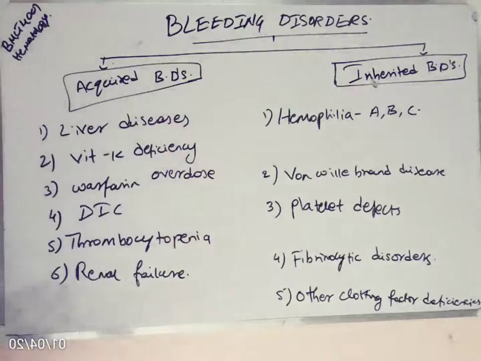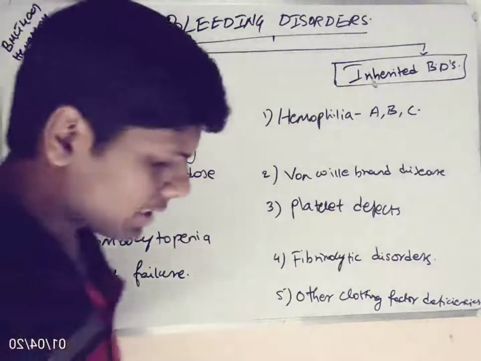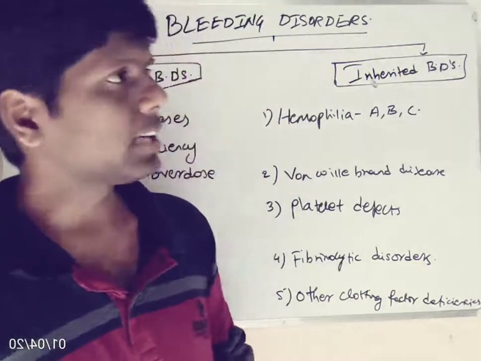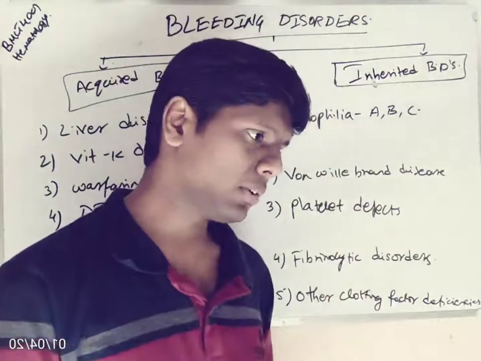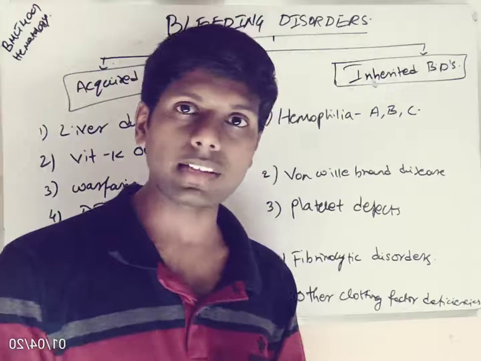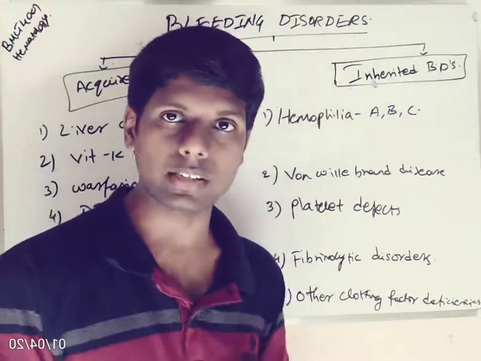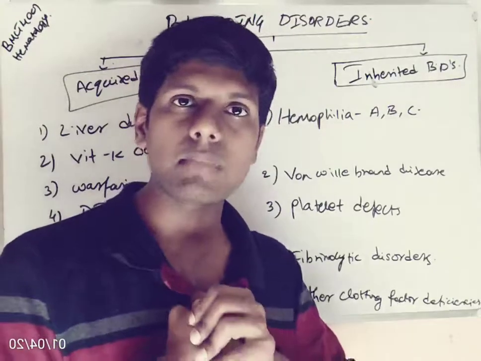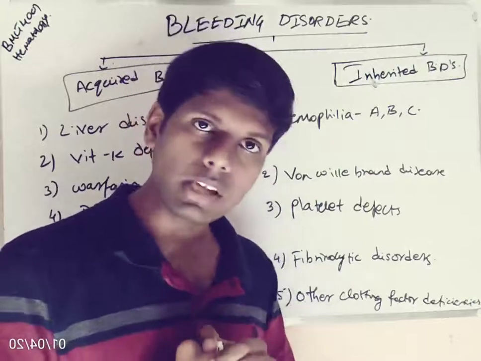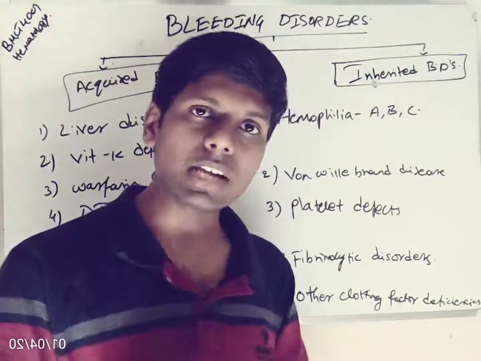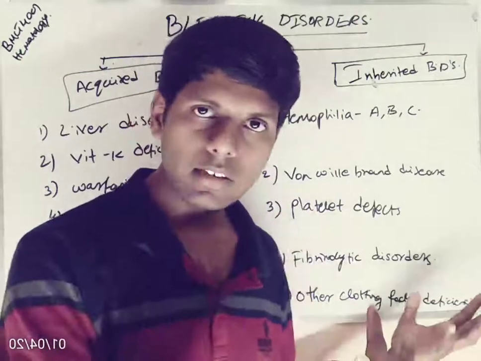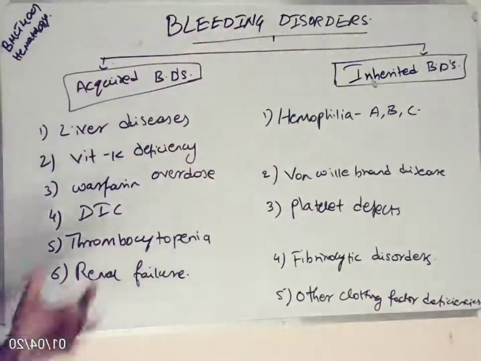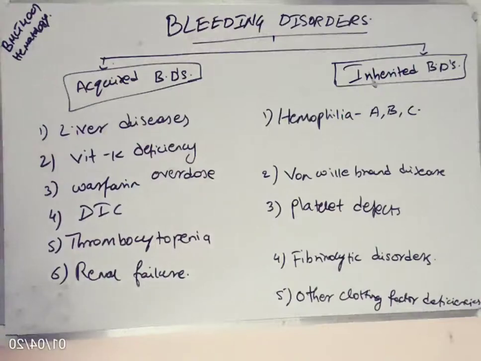The second one is vitamin K. As I already discussed, certain factors like 7, 10, 9 and 2 are vitamin K dependent clotting factors. In order to have their activity, they need vitamin K. In the absence of vitamin K, those factors cannot be activated. Without those clotting factors, blood cannot clot, and hence vitamin K deficiency results in excessive bleeding. So vitamin K also plays a crucial role.